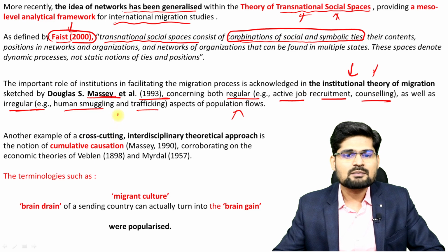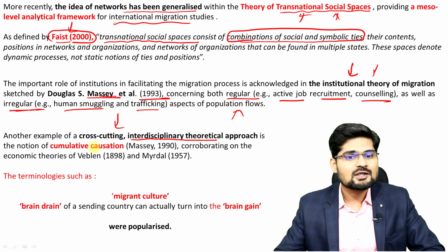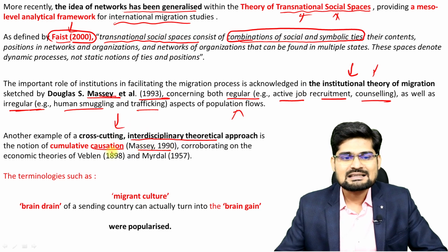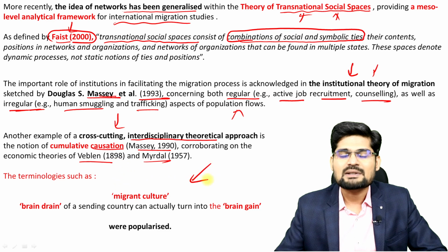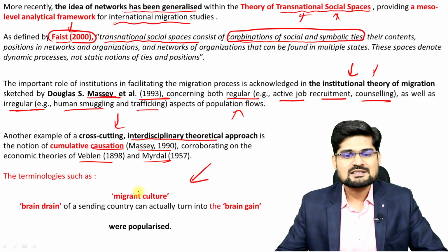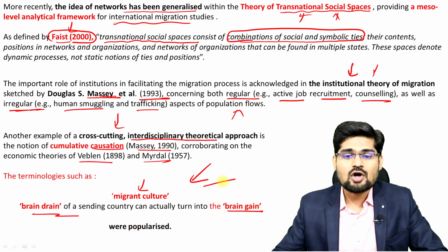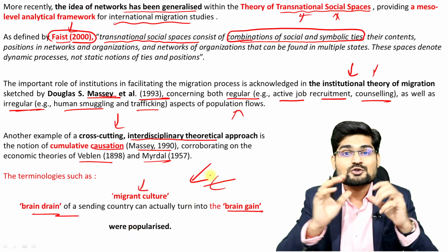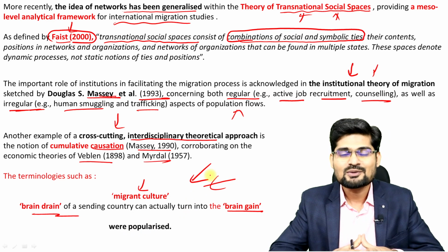So another example of a cross-cutting interdisciplinary theoretical approach in the sociological approach is cumulative causation. Massey, collaborating with Veblen and Myrdal, talked about certain topics that you must have heard already, which are migrant culture, brain drain, brain gain. These topics were popularized because of the sociological approach, the sociological theme in migration. That's what we are going to understand.